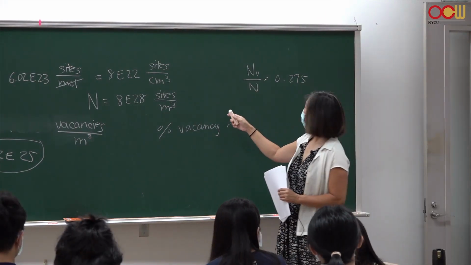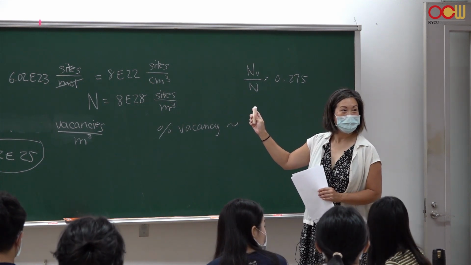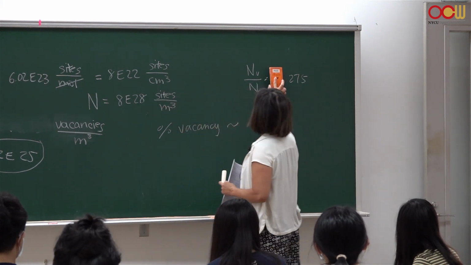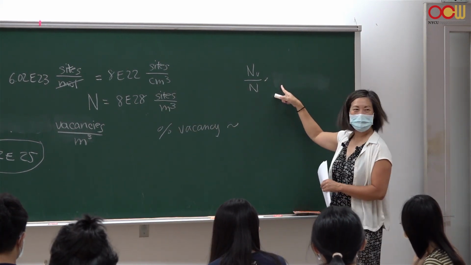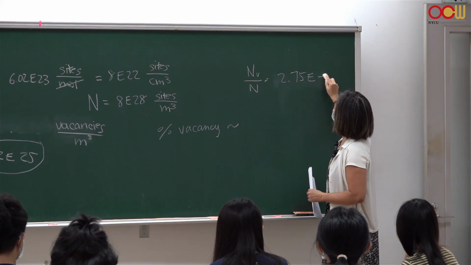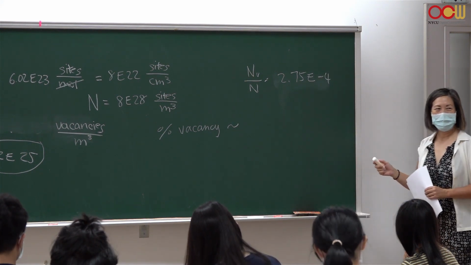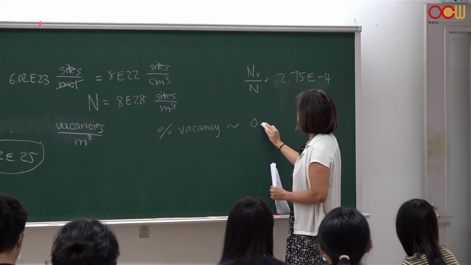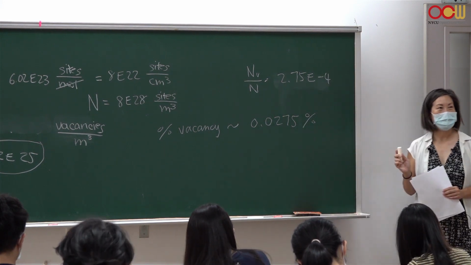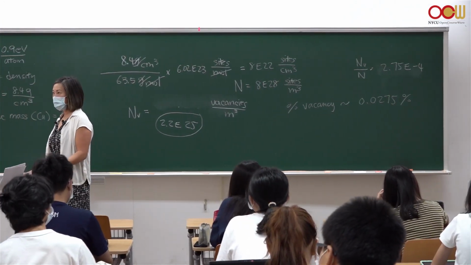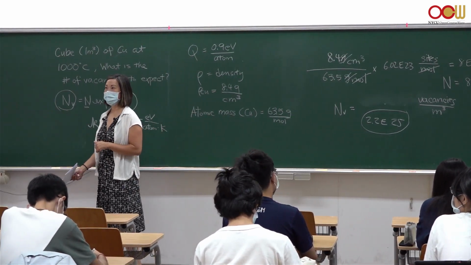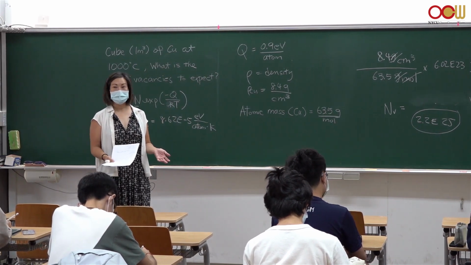So 0.2. Okay. What is this number again? 2.75 times 10 to the negative 4. Okay. And so this would be 0.0275%. So that's what you would expect of a piece of copper at 1,000 degrees Celsius. A lot less than 1% of that volume would be made up of vacancies.